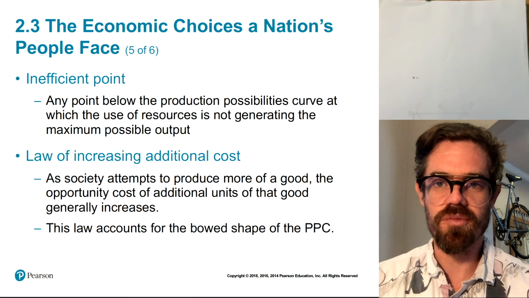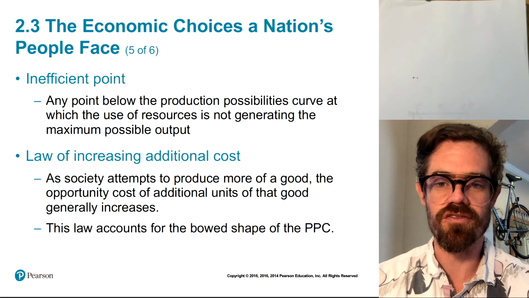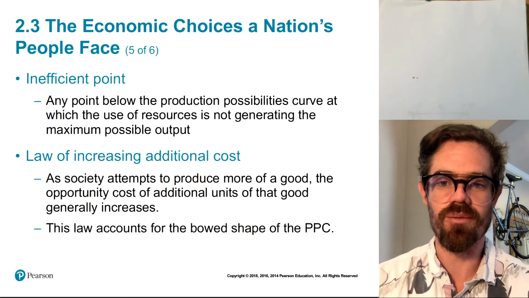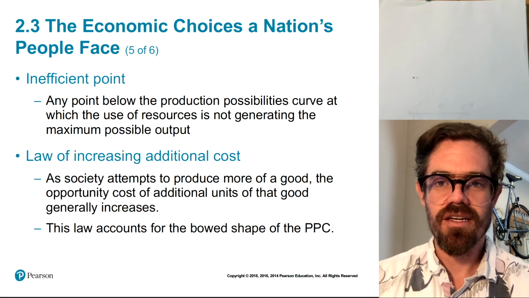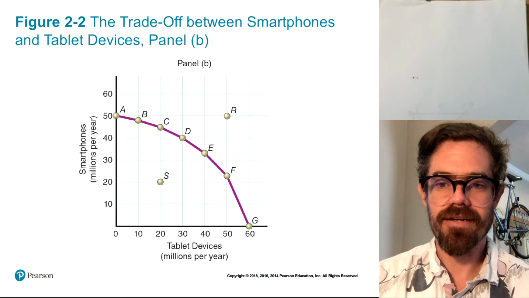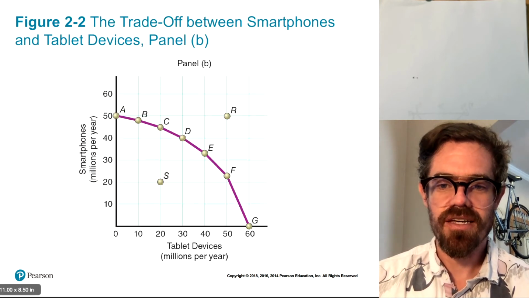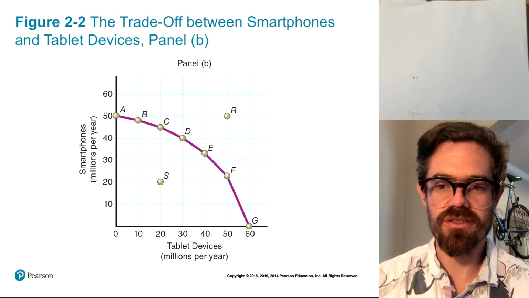constant, like in a curved PPC that we saw with smartphones and tablets, it means that our trade-off is changing. The slope is changing, therefore the trade-off between smartphones and tablets is changing. And it's changing in a way that, let me actually go back to it real quick here. It's changing in a way such that if you want more tablets, let's suppose we start with 0 tablets. And we want to go from 0 tablets to 10 million tablets per year.